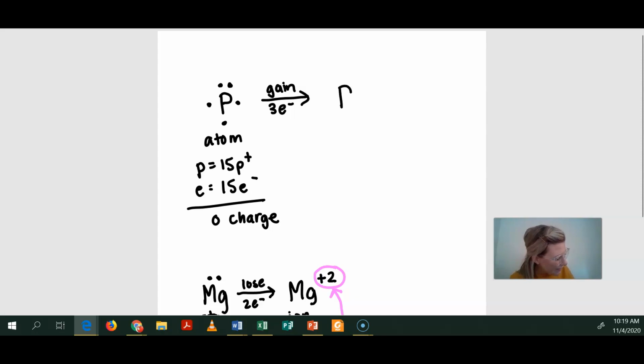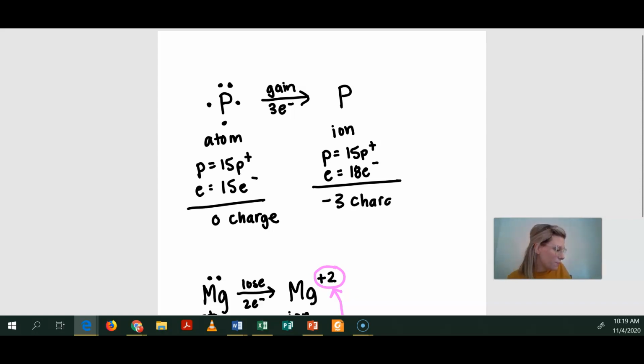So for the ion, let's first start with determining the charge. We have, again, a total of 15 protons, and now we have 18 electrons. And so again, we want to think about the balance. 15 of those positives balance out 15 of those negatives, but I still have 3 additional negative charges, which is going to give me an overall -3 charge.